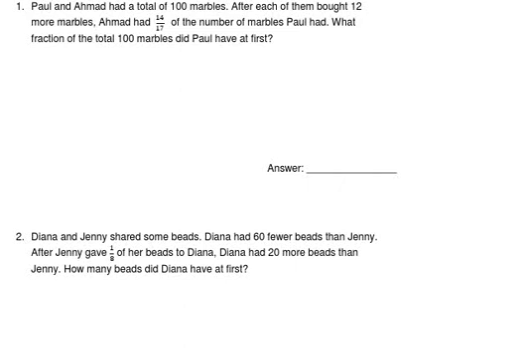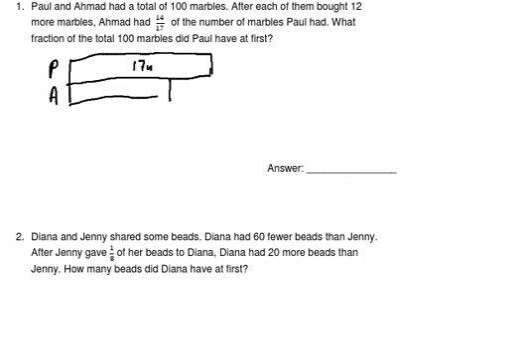Okay, I'm going to draw a model for this question. Because just now you told me that Paul has more units, and you told me it's 17 units. And Ahmad is actually 14 units. This is the after, right? After they bought 12 marbles each. Am I right or wrong?